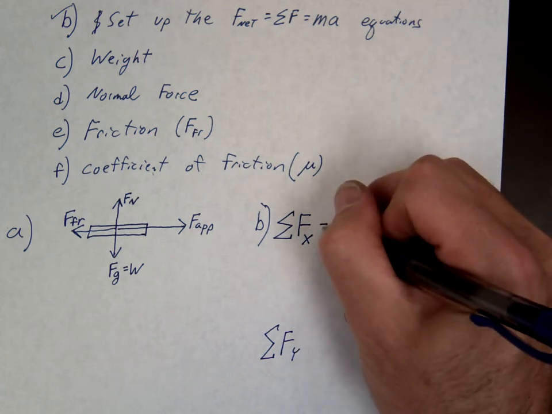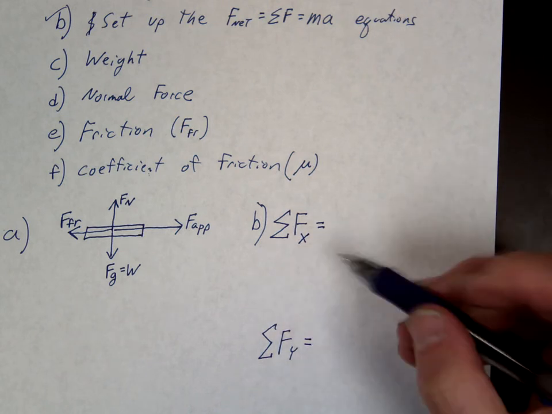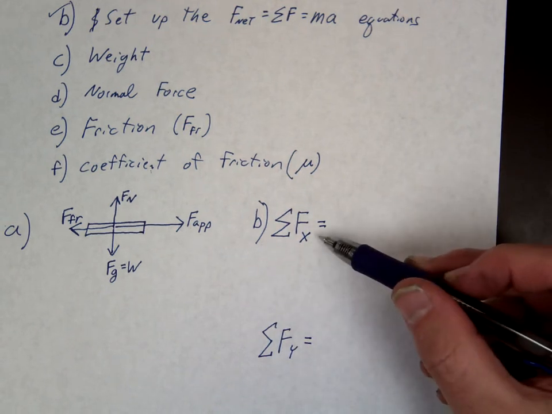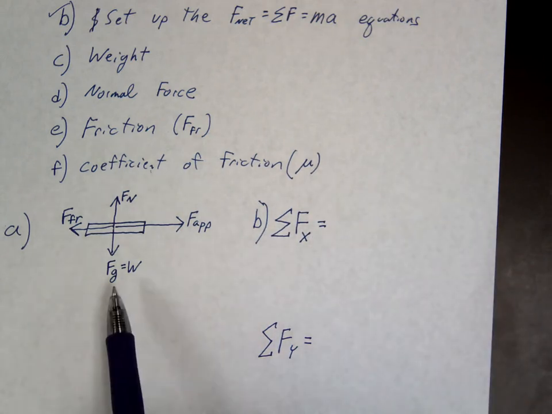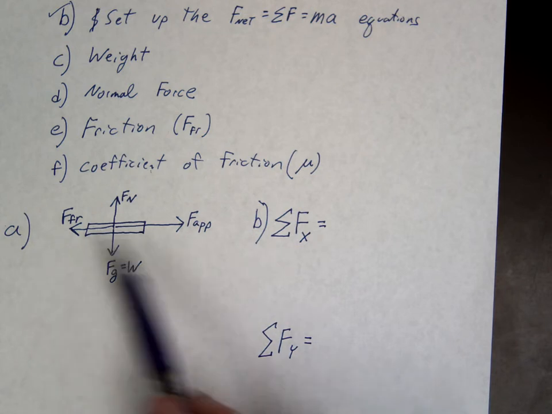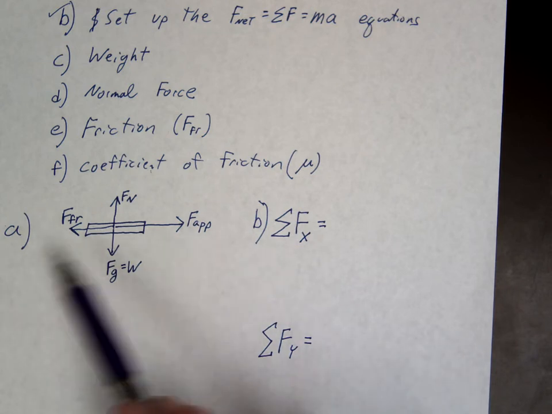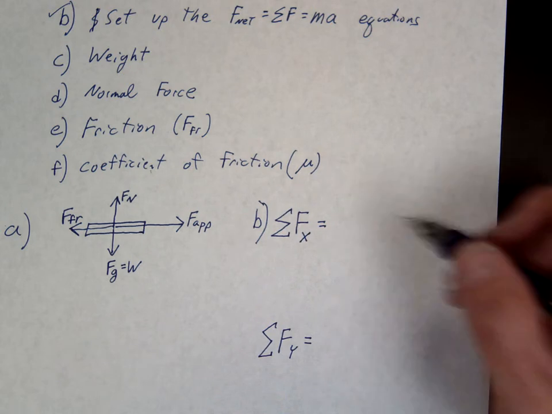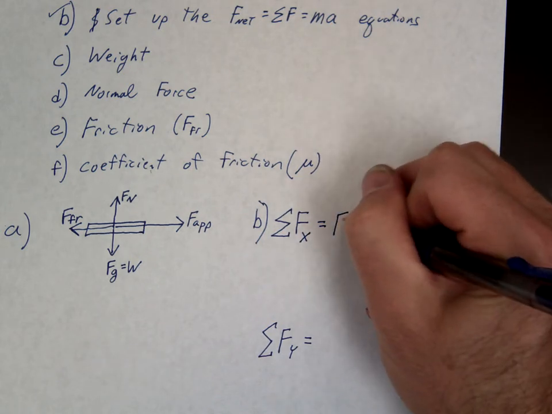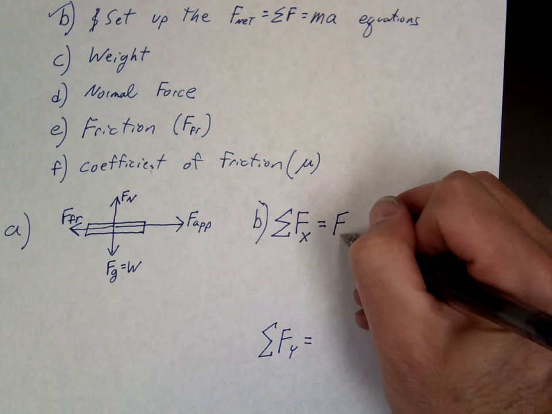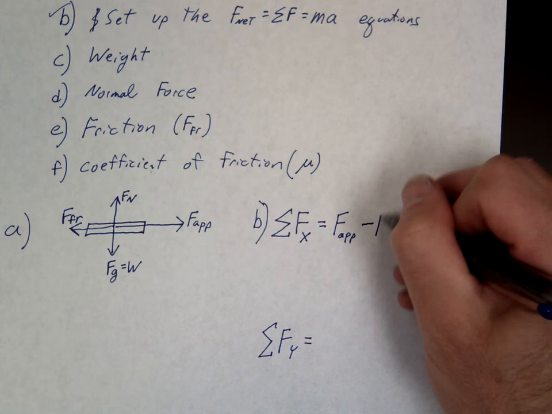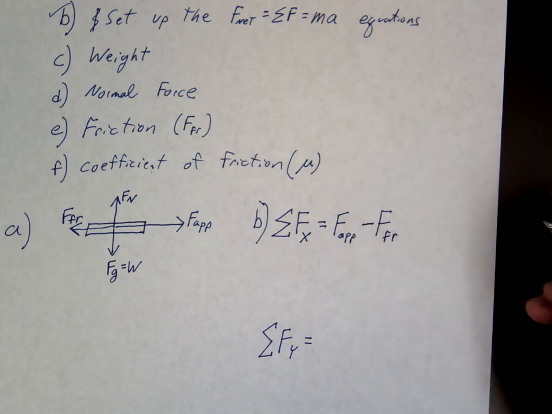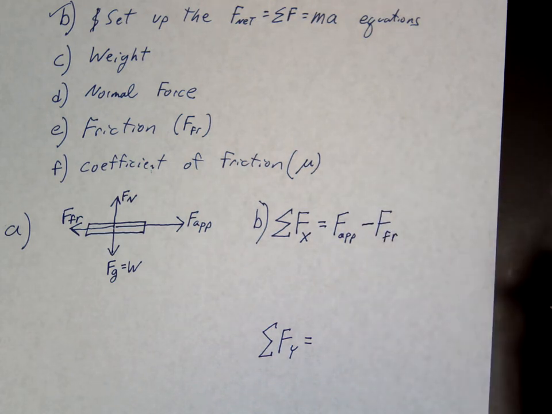And if you've drawn your picture correctly, this should be a very easy thing to do. So for example, in the x direction, all you're going to do is look at your picture and just add and subtract all the horizontal forces. So how many horizontal forces do we have here? 2. So you're going to say the summation is going to be F applied minus force of friction. And that's it. There's just 2 horizontal forces. Okay?